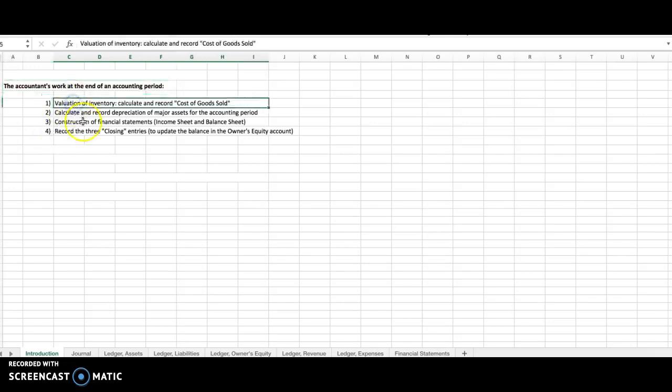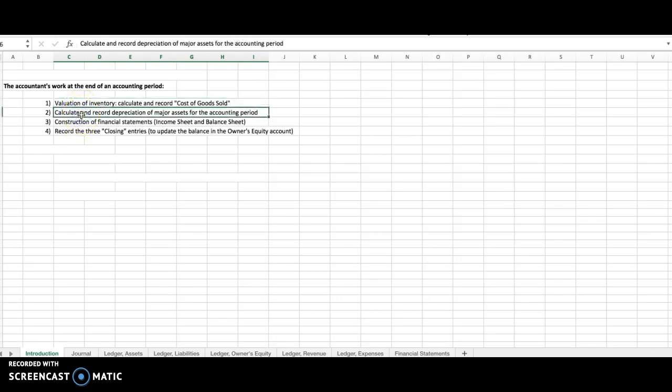period. Number 1, at some point at the end of the accounting period, we need an evaluation of the inventory. And you did that in topic 7. We calculated and recorded the cost of goods sold. Some businesses use FIFO, first in, first out. Some use LIFO, last in, first out. Some use the average cost method. But at any rate, that needs to be done at the end of the accounting period.